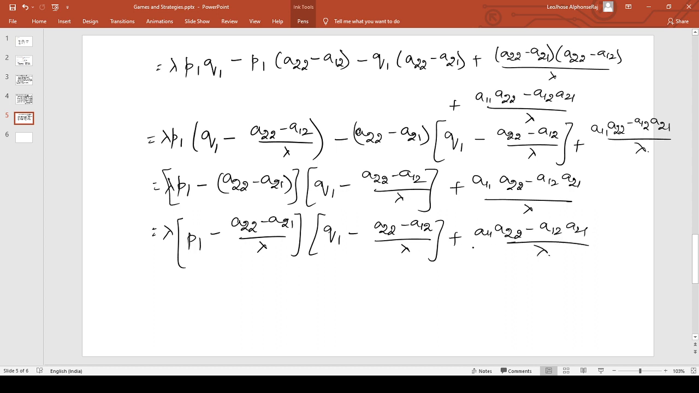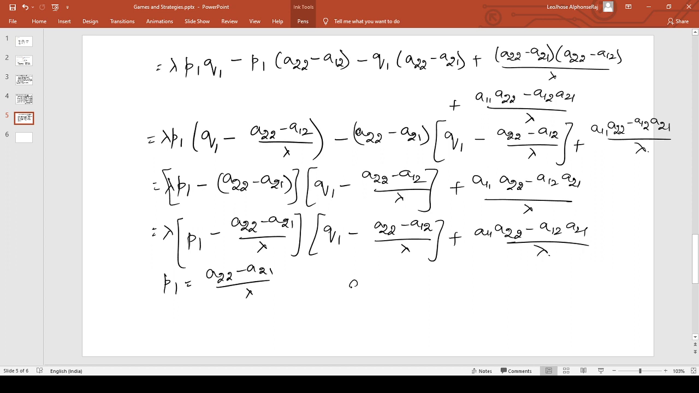Okay, fine. After this, they would have told that if P1 takes the value A22 minus A21, then you can expect A to have the maximum gain. So if we choose P1 to be equal to A22 minus A21 divided by lambda, we can ensure that you can expect a gain of at least this value, A11 A22 minus A12 A21 divided by lambda.